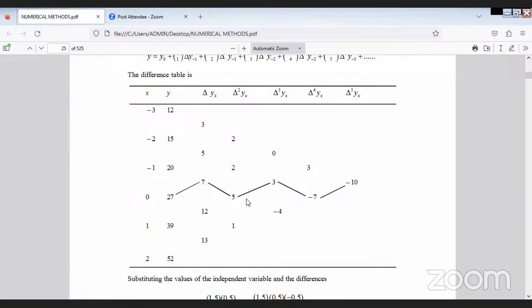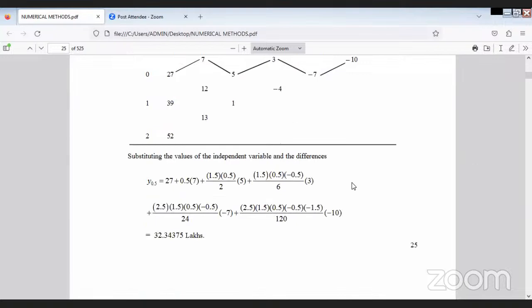So 2 minus 2, 0, 5 minus 2, 3, 1 minus 5, minus 4, 3 minus 0, 3, minus 4, minus 3, 10. So del 5 value. We are substituting the value of the formula.